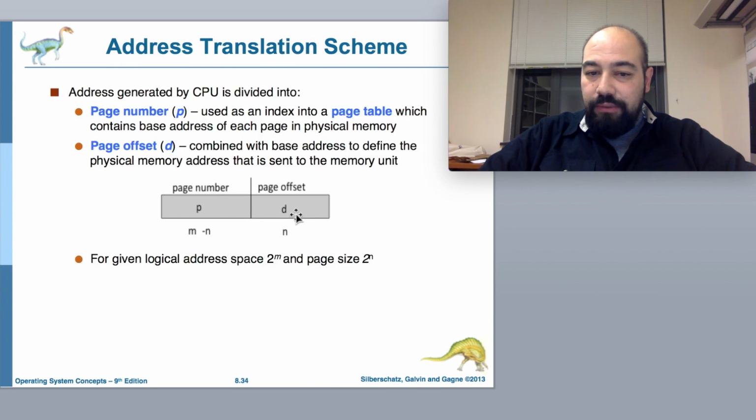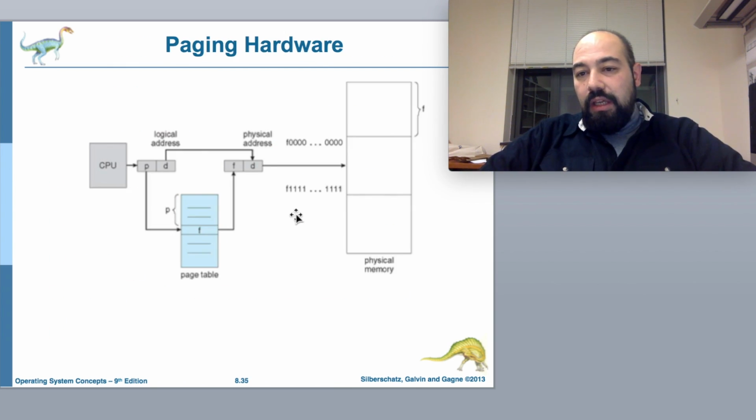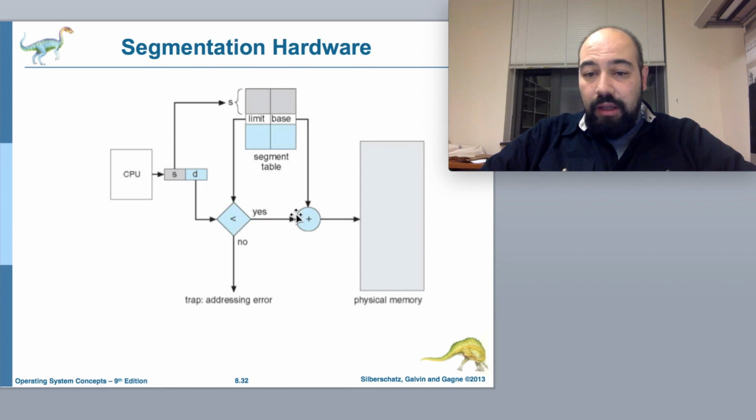One difference between segmentation and paging: in segmentation we have a flexible, unknown segment size. We can use any size for the segment size, so we are flexible about it. So we need to keep the base and limit values.